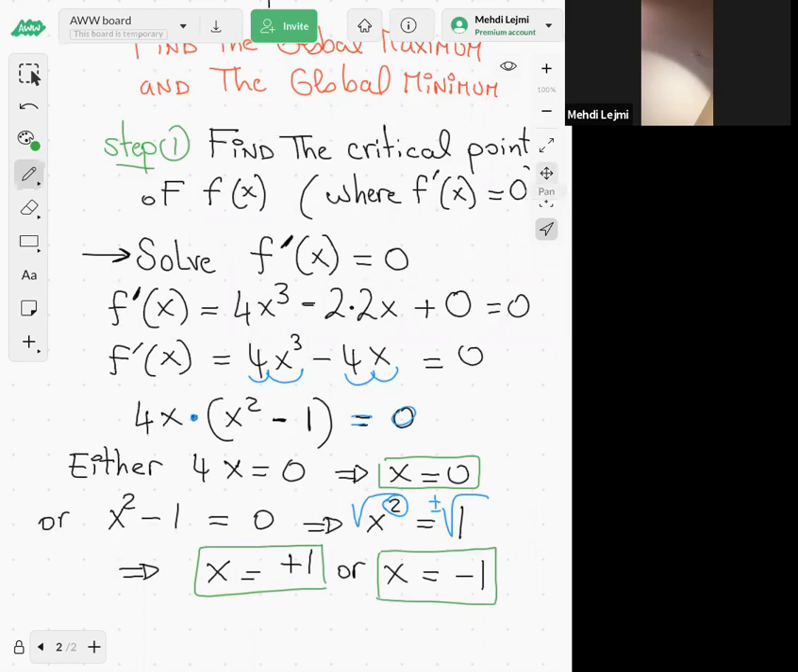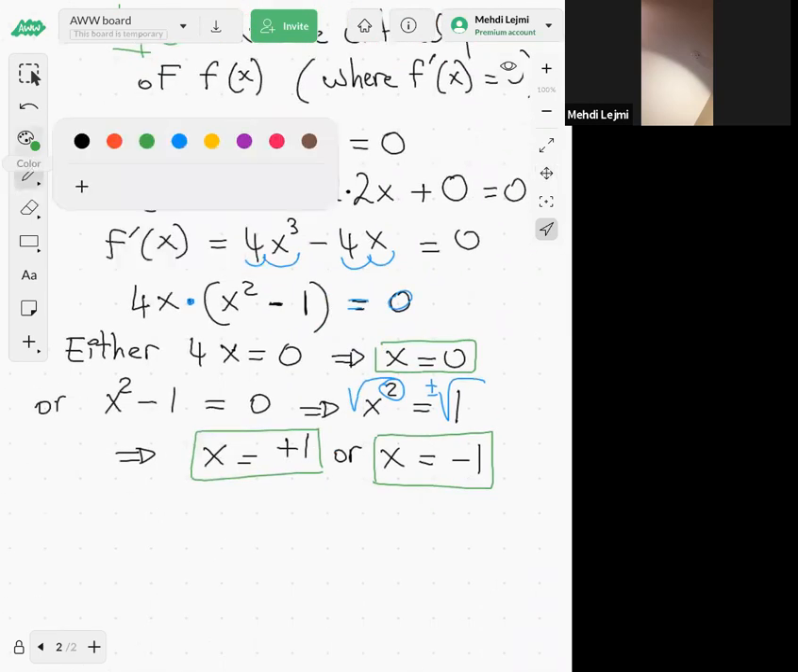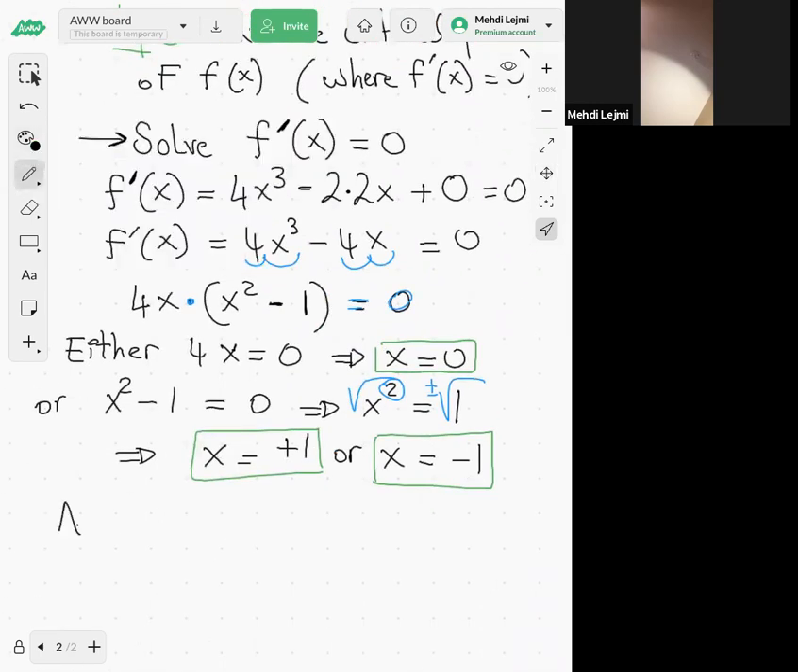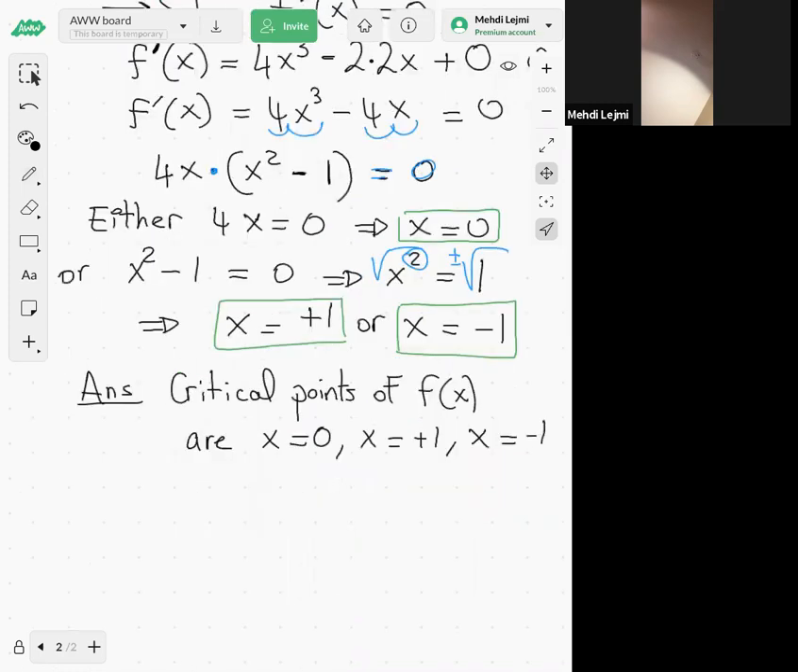Now, that's the first step. So the answer here, the critical points of f of x, are x equal to 0, x equal to positive 1, and x equal to negative 1. Okay. Now, step number 2. So I got my critical points.